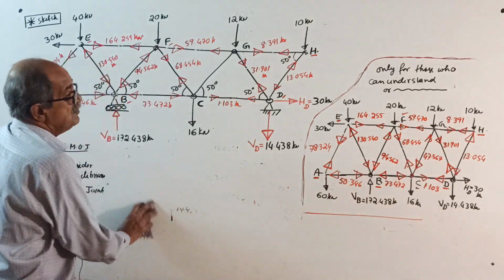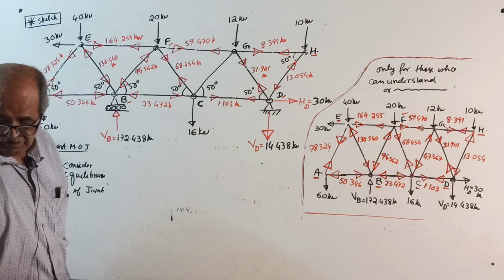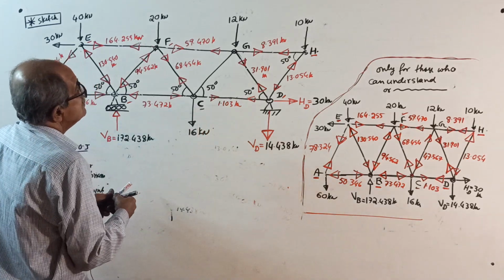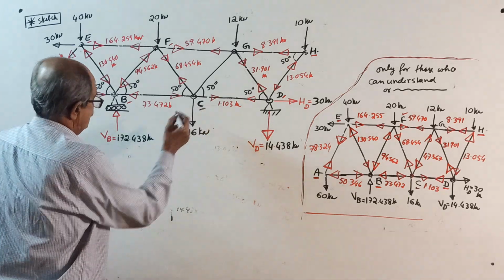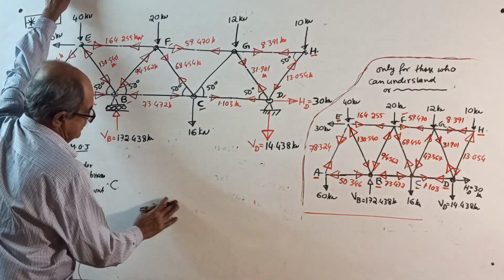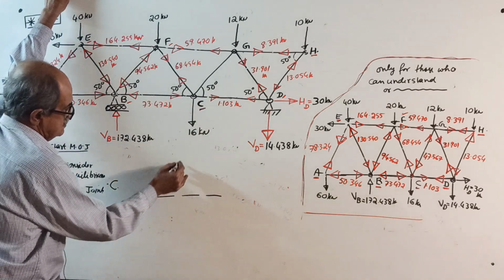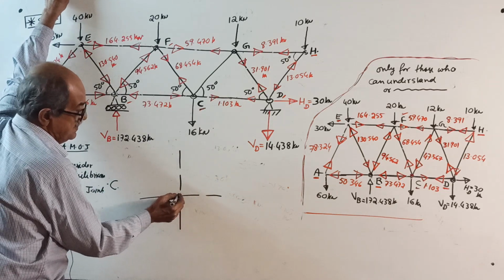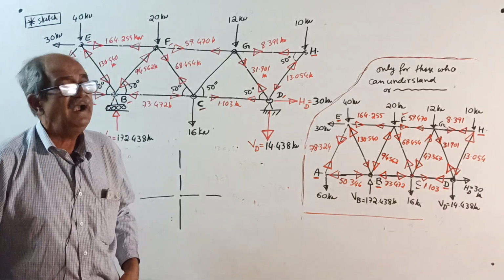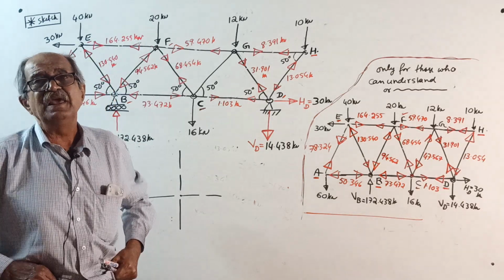Consider equilibrium of joint. Any joint will do. Okay, I will go to joint C. G I will go later. Okay, start. Since it is an exercise for you, I am talking a little fast and not telling everything fully clearly.